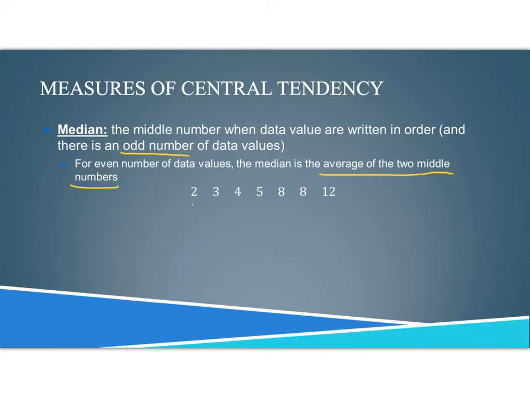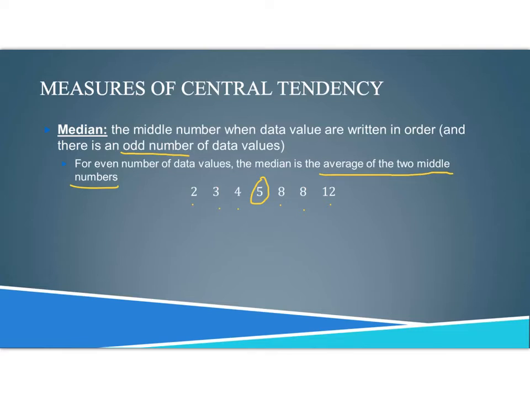So I've got 1, 2, 3. This is my middle number. And then I've got 3 on the other side of that. So you can see that 5 is going to be the middle value, or the median.